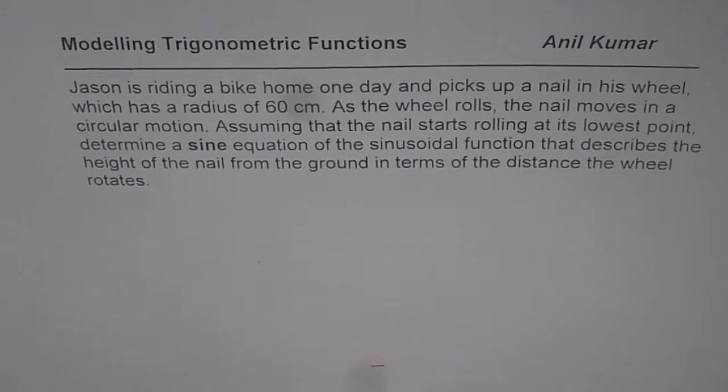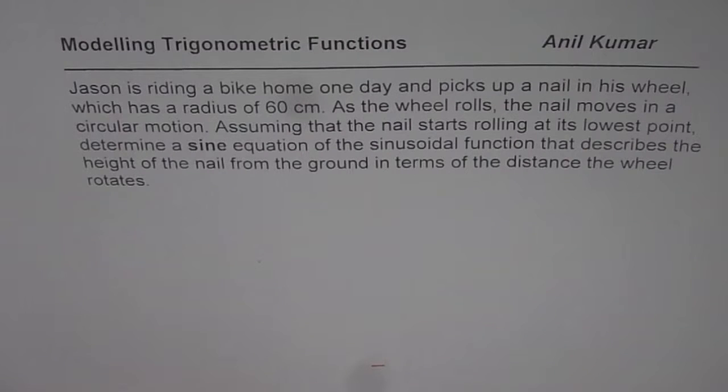I'm Anil Kumar, and in this video we will try to model a real life situation with the help of a trigonometric function. The question here is, Jason is riding a bike home one day and picks up a nail in his wheel which has radius of 60 centimeter. As the wheel rolls, the nail moves in a circular motion. Assume that the nail starts rolling at its lowest point.